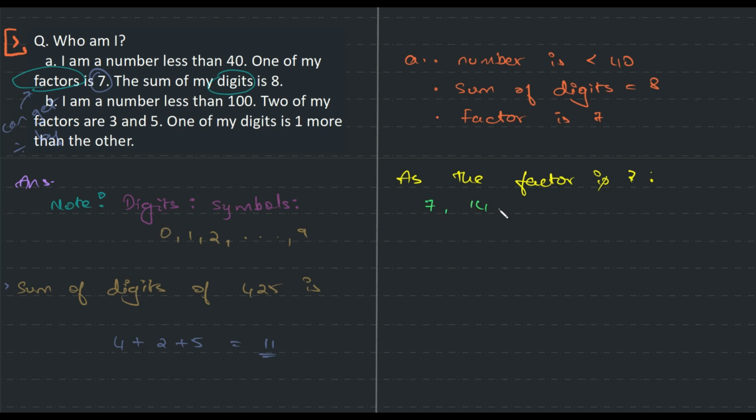7, 14, 21, 28. Then we have 35 and 42. This is out of range, so I'll just cancel this. Out of range. In this, we can see that both the conditions are used. Sum of digits, which adds up to 8. Pause and think over. Yes, 35. Right. So 35.